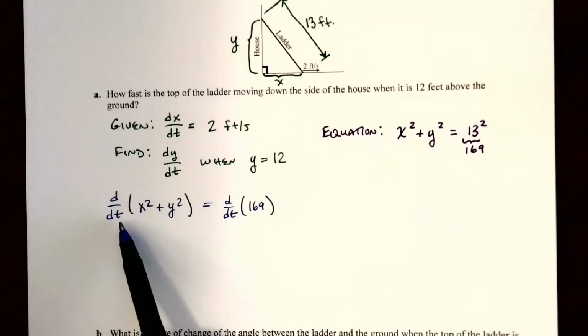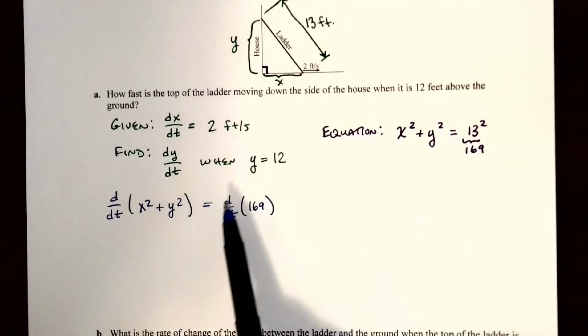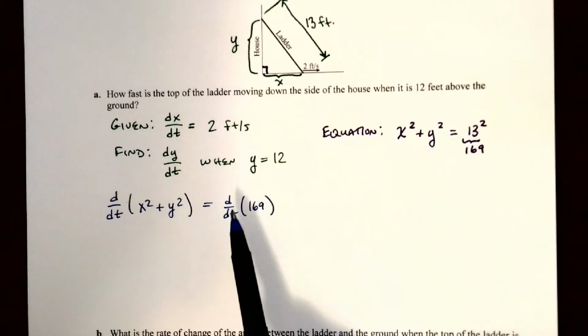So that's what we're doing with respect to time. So of course, on this right hand side, what are we going to get? What do we get when we take the derivative with respect to time of this quantity?